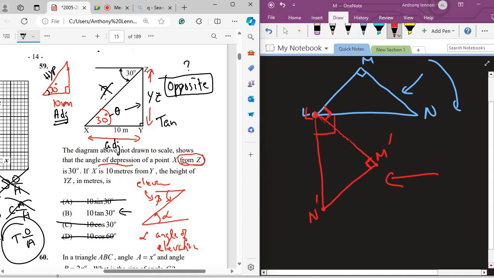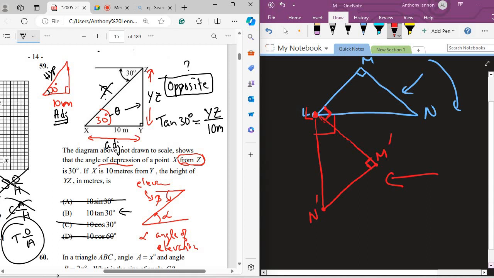You're going to put tan theta, and in this case theta is 30 degrees, so I'm putting that in. Equals opposite. What's the opposite? YZ, from point Y to point Z. That's the line YZ, which is the opposite side. So tan theta, theta being the acute angle, equals the opposite side, which is YZ, over the adjacent side, which is XY, or 10 meters.